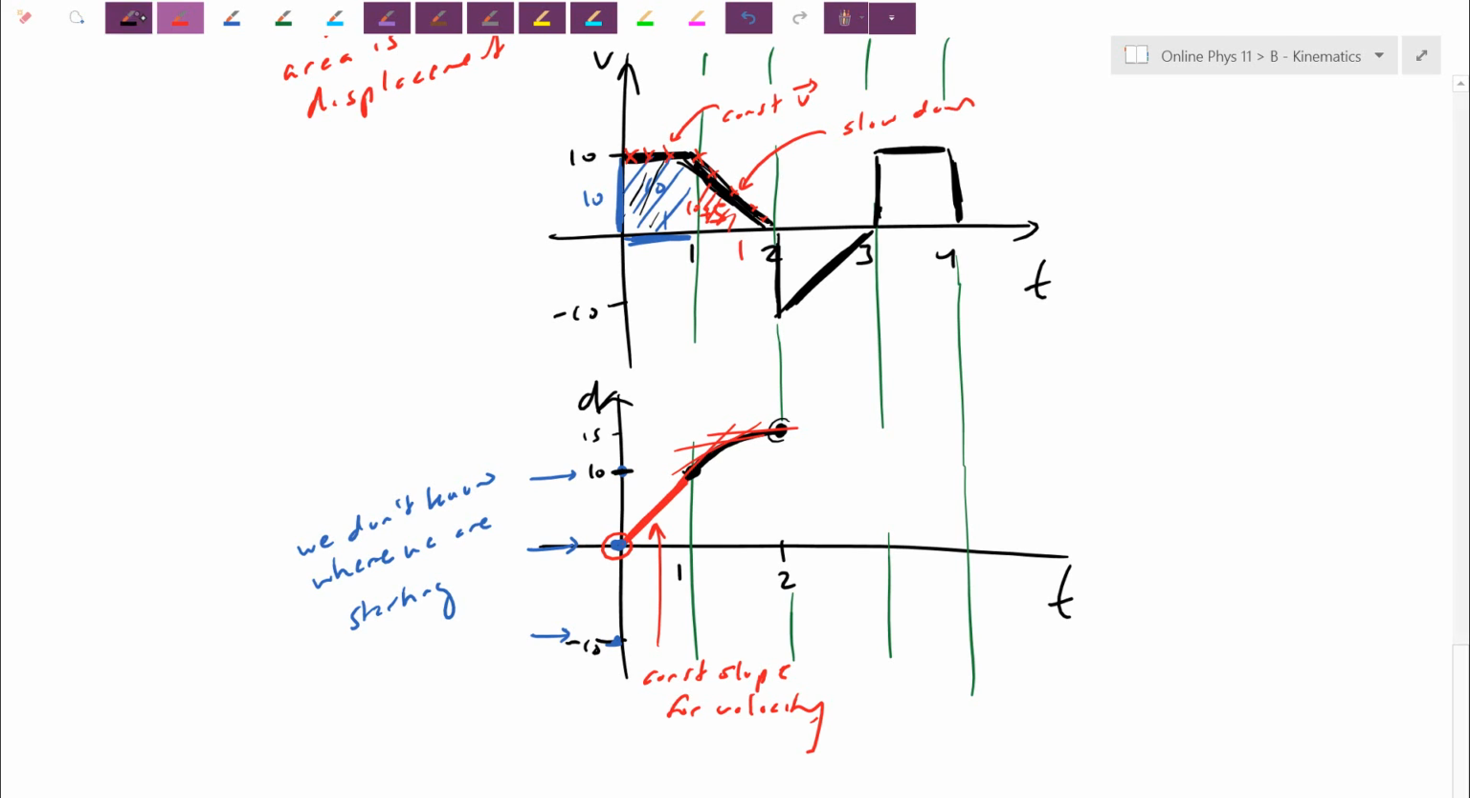Let's try the next segment here. Again, we want the area. This time the area bounded by the curve is actually negative. This is a drop by 10. It's also 1 second of time. It's a triangle, so half base times height. So that area is negative 5. So at the end of that second, when I'm at 3 seconds, I actually would be back at 10 meters.